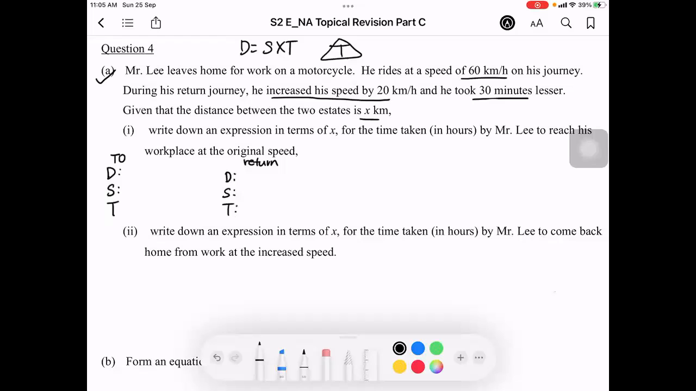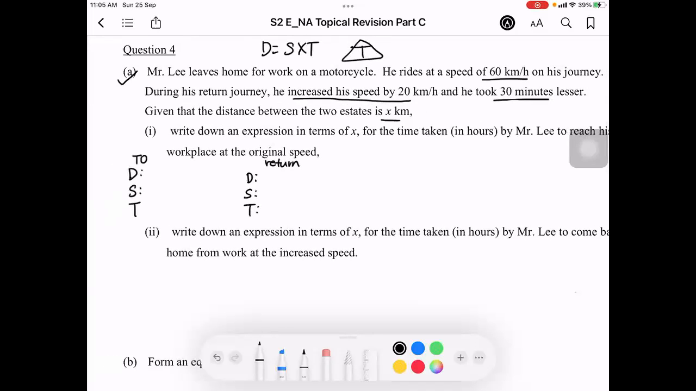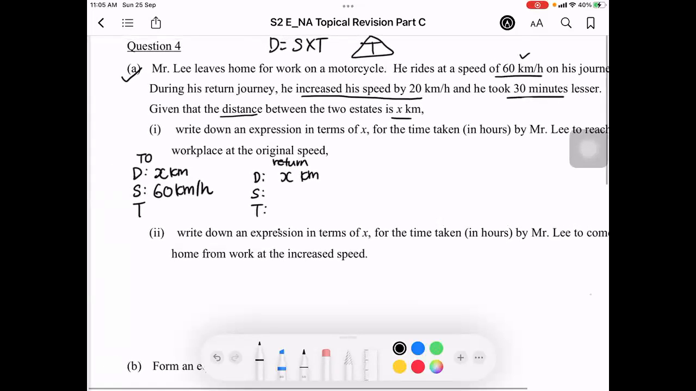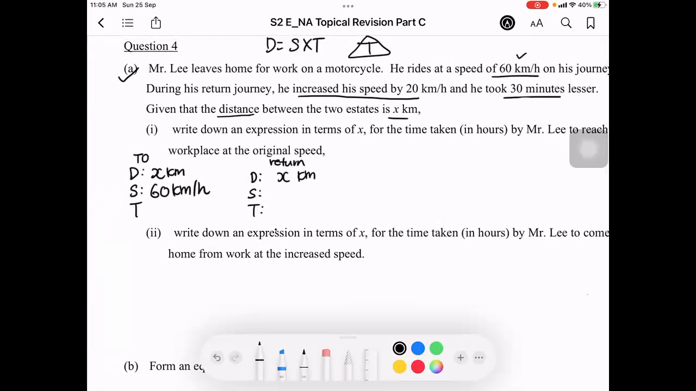Okay, first part. Mr. Lee leaves for work. They give me the distance already, it is x kilometers. So both the distances are x kilometers, it says, between the 2 estates. Okay. Next one, he rides at the speed of 60 kilometers per hour on his journey. On his return journey, he increased the speed by 20. So from 60, I increase the speed by 20, become 60 plus 20, correct? So this one will be 80 kilometers per hour.